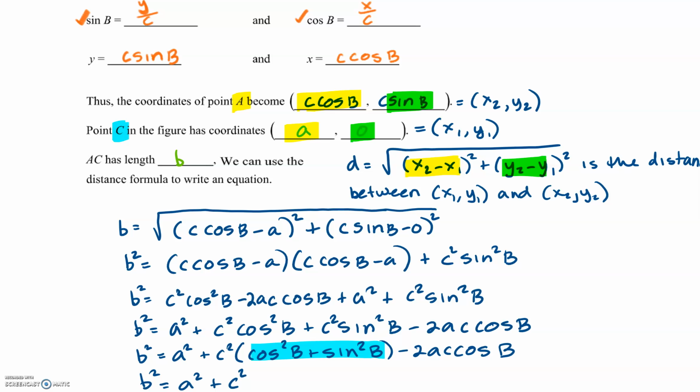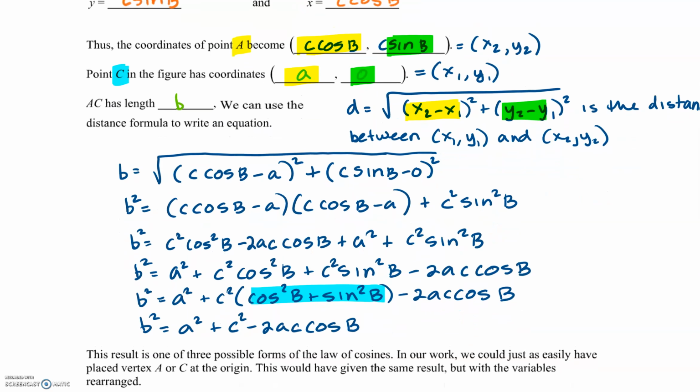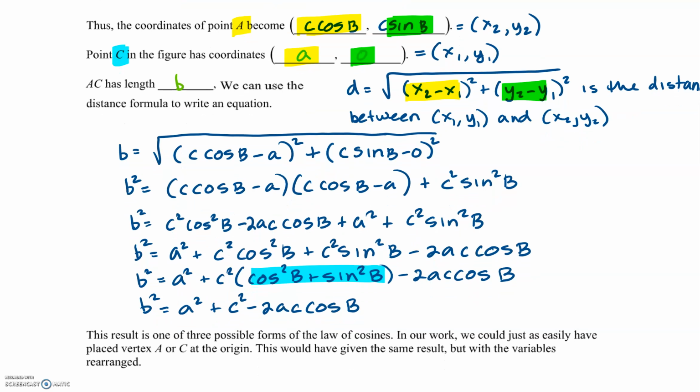Again, cosine squared plus sine squared in blue there is 1. And then what's left is minus 2AC cosine of B. This formula is one of the forms of law of cosines. This result is one of 3 possible forms of law of cosines.